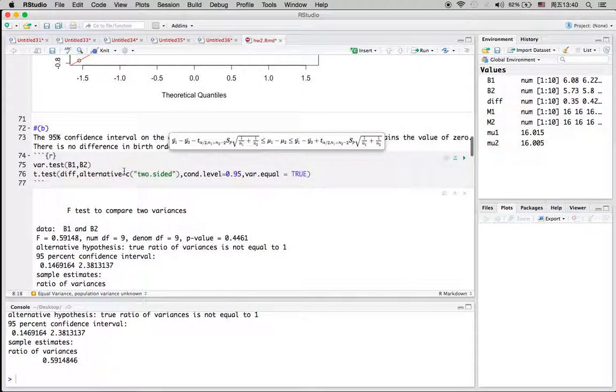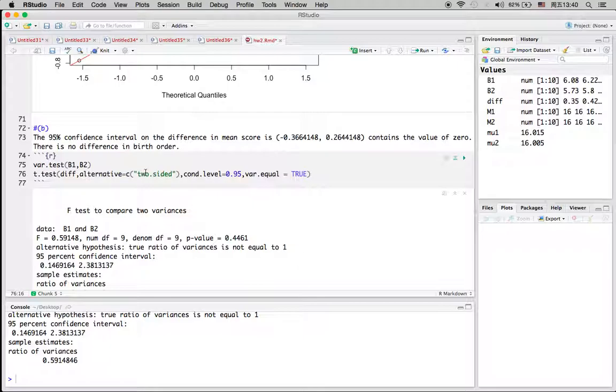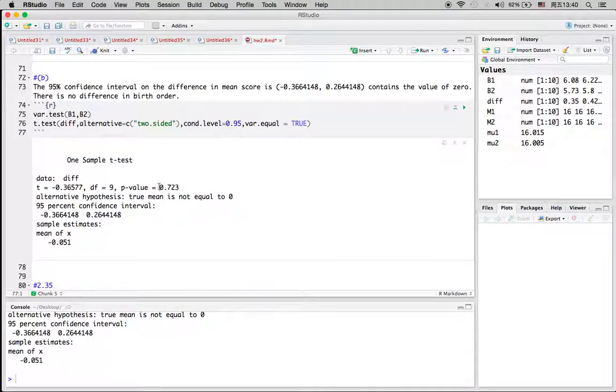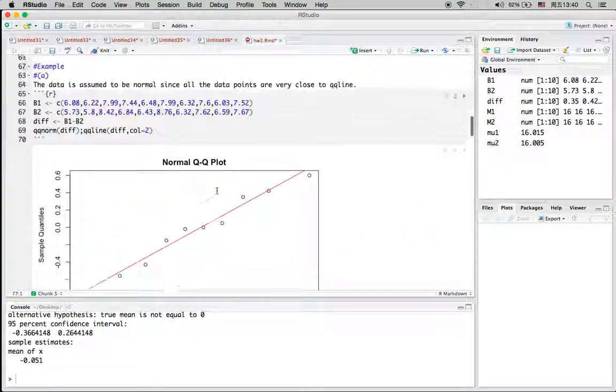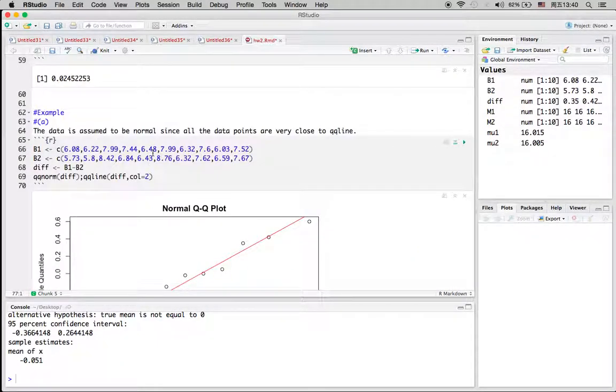So we can see that here we are going to use the R command to calculate our t-test. Here we are going to use the two-sided test, and we define our confidence level as 0.95, and the variances are equal. And then we can see that the p-value for this t-test is greater than 0.05. So we do not reject the null hypothesis, which means there isn't a difference between the two population means.